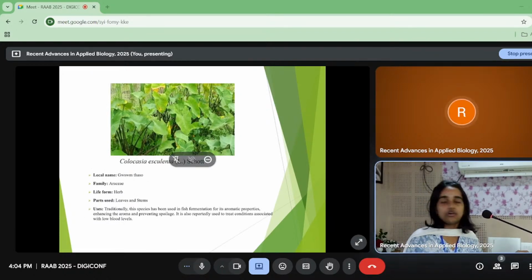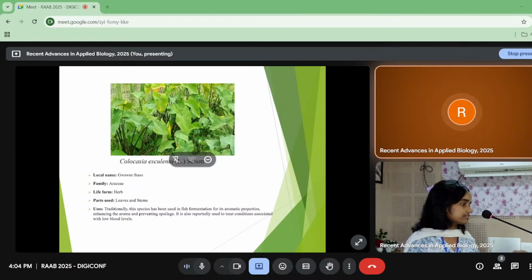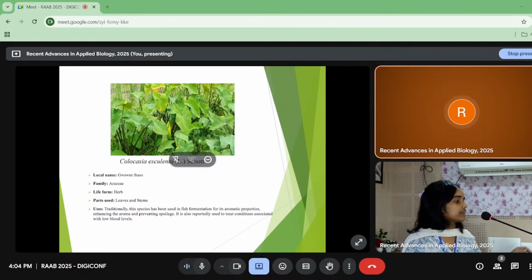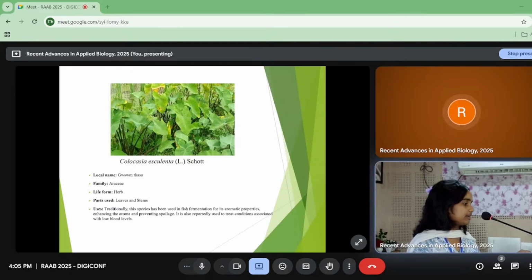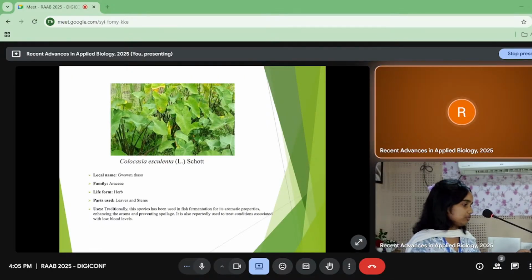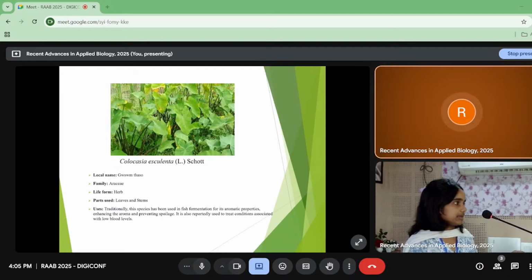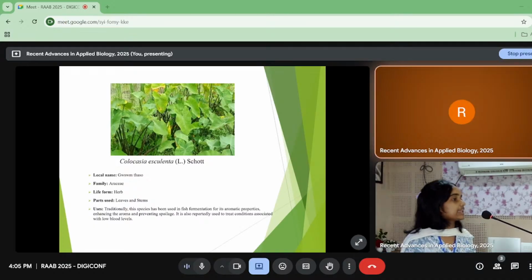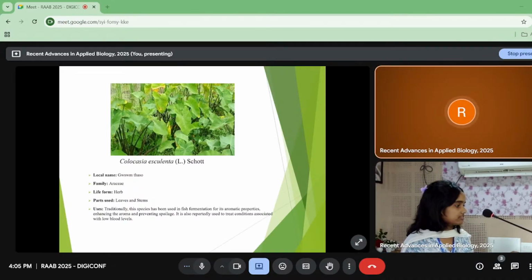The botanical name of this species is Colocasia esculenta, and it belongs to the family Araceae. The life form of the species is herb, and basically leaves and stems are used. And in Bodo tradition, during the fish fermentation process, due to its aromatic properties, it enhances all the aroma. Also, it prevents spoilage, and it is reportedly used to treat some conditions associated with low blood levels.